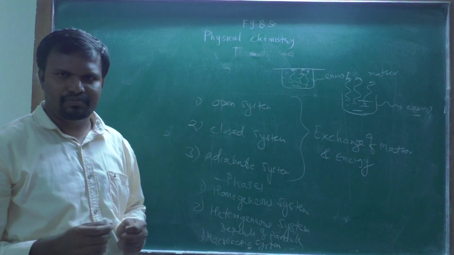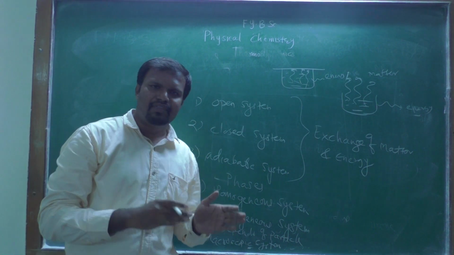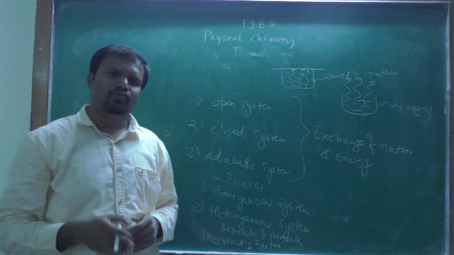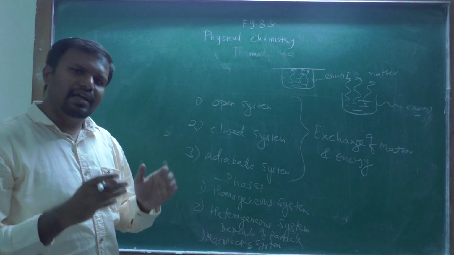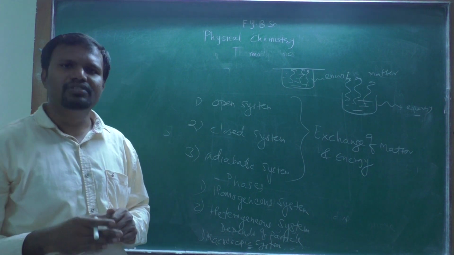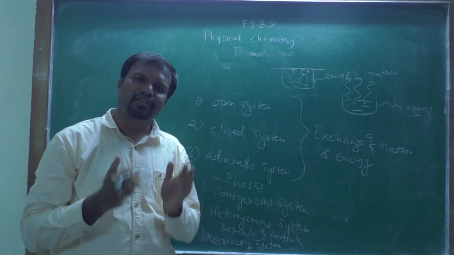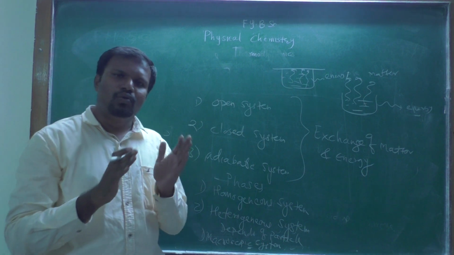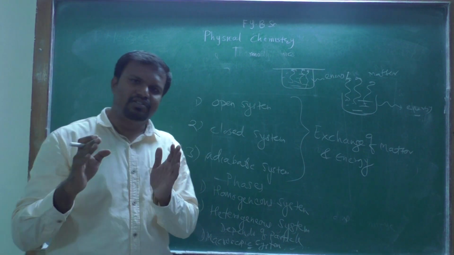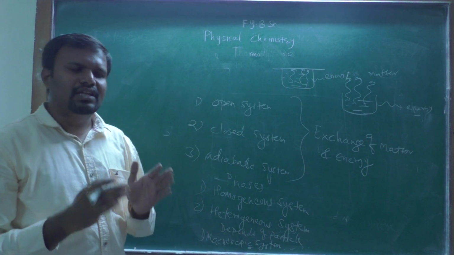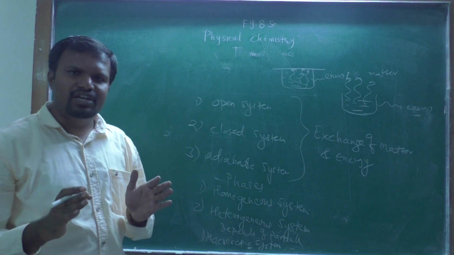The third system is the adiabatic system. In this system, neither matter nor energy is exchanged with the surroundings. A thermos flask is an example of an adiabatic system. In a thermos flask, hot tea remains hot. That is, no energy is exchanged with the surroundings and no matter is exchanged with the surroundings. In an adiabatic system, no matter and no energy is exchanged.